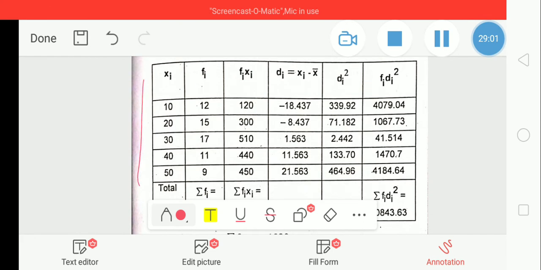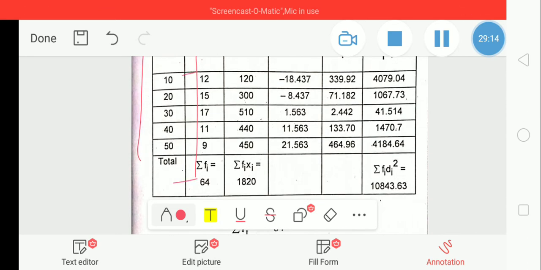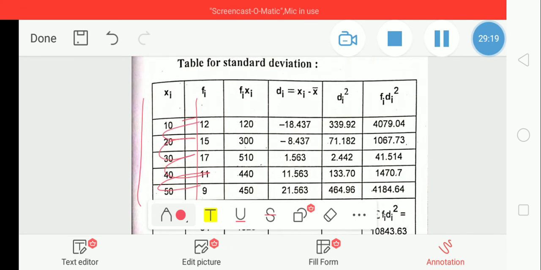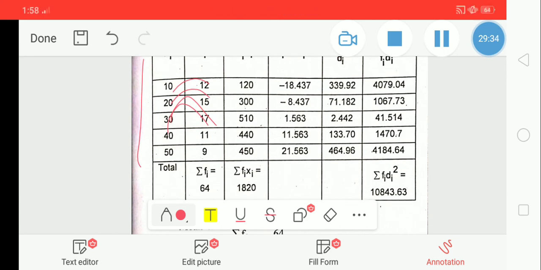That is the given xi and fi. So xi is 10, 20, 30, 40, 50, and fi is 12, 15, 17, 11 and 9. So summation of fi, right here, is 12 plus 15 plus 17 plus 11 plus 9, that is 64. Now x multiplied by fi. So fi multiplied by xi, that is the same. So 120, 20 multiplied by 15, so 300, 30 multiplied by 17 is 510, and 40 multiplied by 11, 440, and 50 multiplied by 9, 450.